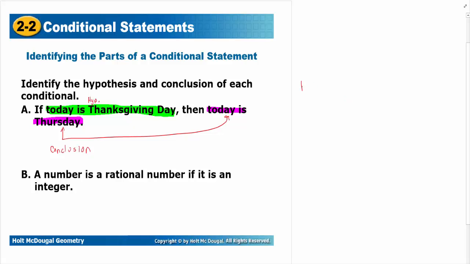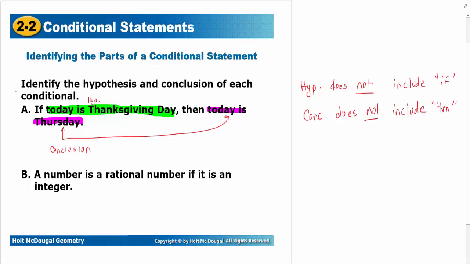Again, the hypothesis, and I'll put this in here, does not include if, and the conclusion does not include then. Okay, I just want to make that note because a lot of people will make that mistake.